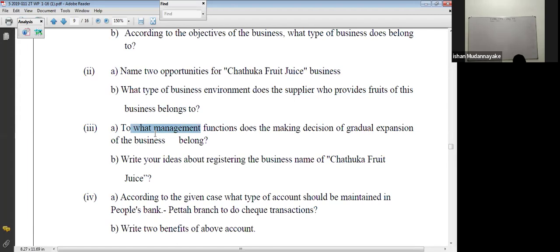Number three. To what type of management function does the marketing department making decisions of gradual expansion of business belong to? What kind of management function does making decisions belong to? Planning, organizing, leading, or controlling? What's the answer?